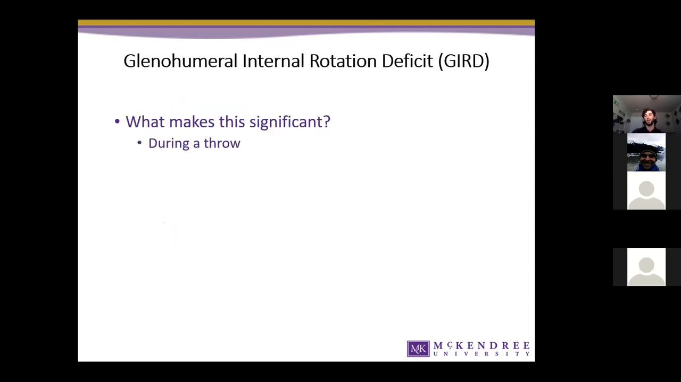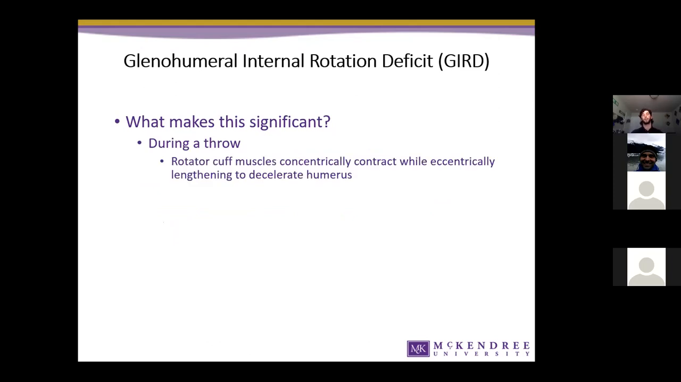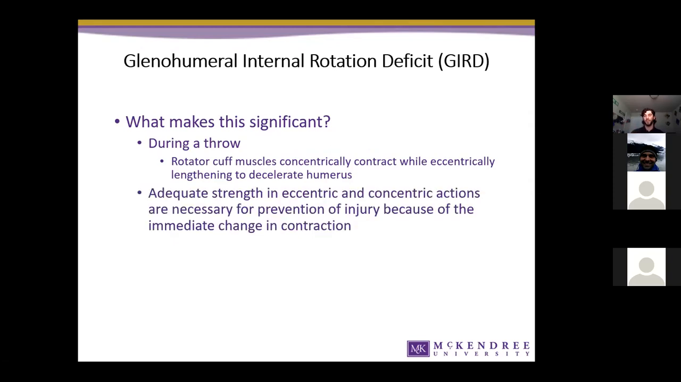So why is this significant? Why do we care about GIRD? During a throw, your rotator cuff muscles concentrically contract and then eccentrically lengthen in order to decelerate the arm, basically to keep your shoulder in its socket. This is very, very important because if it comes out of its socket, that'll tear ligaments, it'll tear muscles, and it'll be very, very hard to come back from in the future. So you have to have adequate strength in your eccentric and concentric musculature in order to prevent injury and promote health of the shoulder.